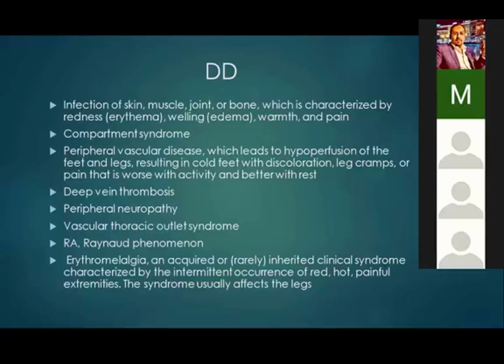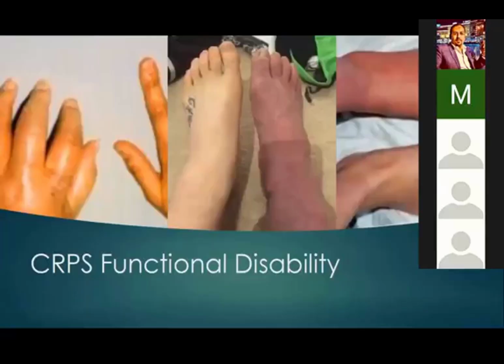Management is completely different. The syndrome usually affects the legs. Here are a few pictures. You can see the difference in the hand and in the feet compared with CRPS. It causes significant functional disability. The limb is completely lost, like the patient cannot walk, cannot use the hand, completely disabled.